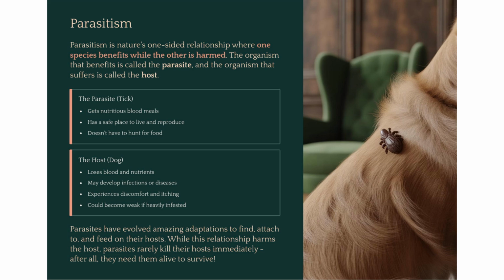The last type of symbiosis is parasitism. This is a relationship where one species, the parasite, benefits at the expense of another, the host, which is harmed. A tick feeding on a dog's blood is a great example. The tick gets a free meal and a place to live, but the dog can become sick or lose too much blood. The tick benefits and the dog is harmed.